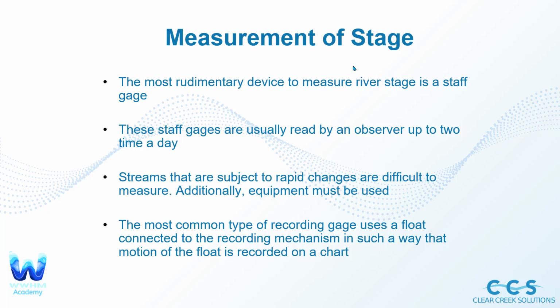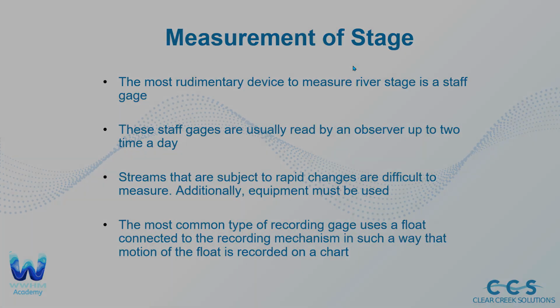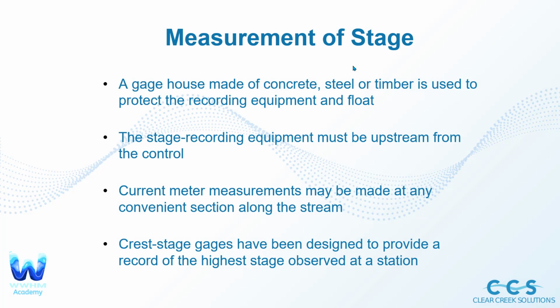The most common type of recording gauge uses a float connected to the recording mechanism in such a way that motion of the float is recorded on a chart, so we can get a more comprehensive measurement of the stage of this stream. Then a gauge house made of concrete, steel, or timber is used to protect the recording equipment and the float so it's not damaged during any sort of storm event or interrupted by the natural environment.